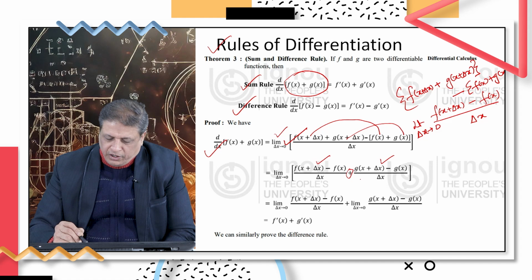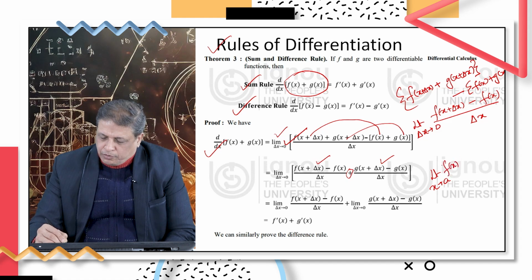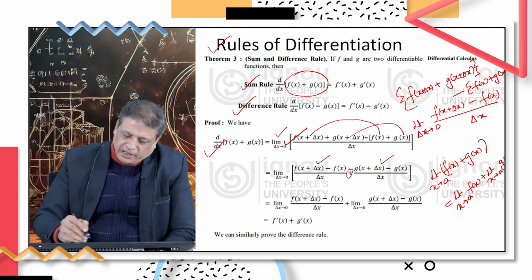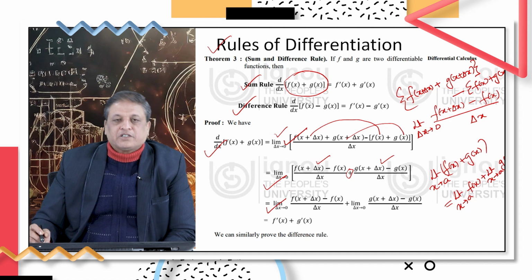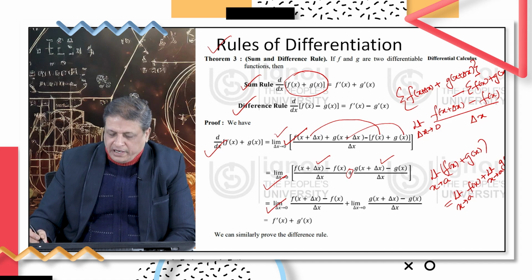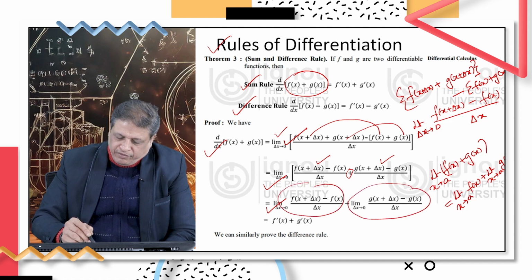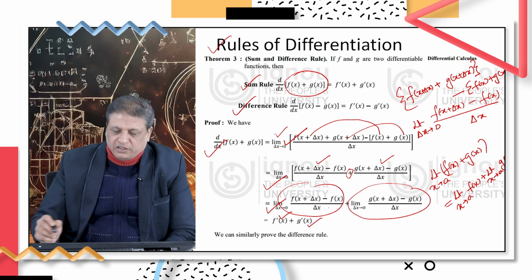The plus sign will be common over there, and we separate the limits, because we learned that limit x tends to a, or x tends to 0, of f(x) plus g(x) is equal to limit x tends to a of f(x) plus limit x tends to a of g(x). This was a property we discussed in the last session. Applying that property over here, you will get limit delta x tends to 0 of f(x plus delta x) minus f(x) upon delta x, plus limit delta x tends to 0 of g(x plus delta x) minus g(x) upon delta x, which turns out to be f dash x and g dash x.